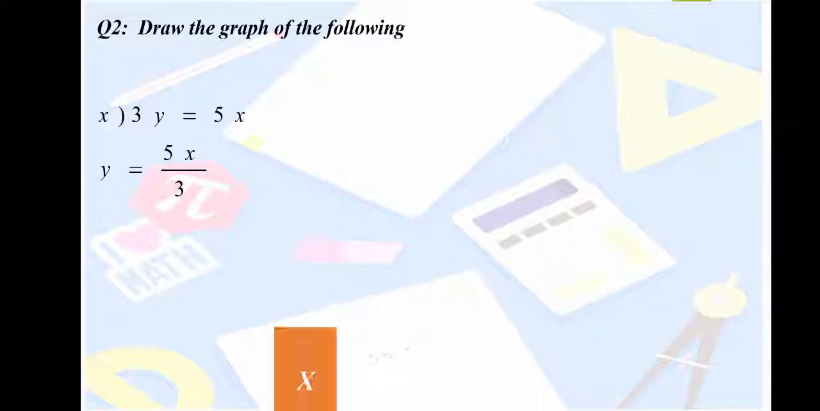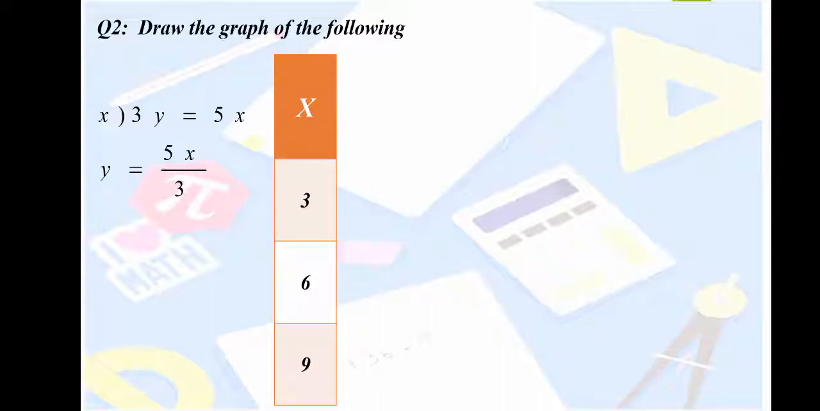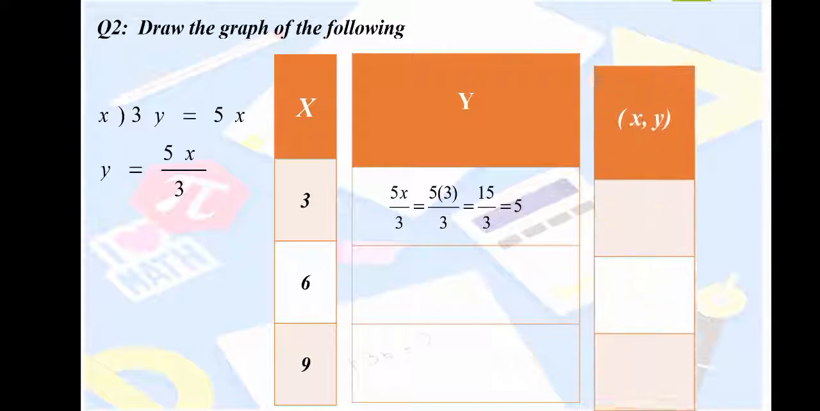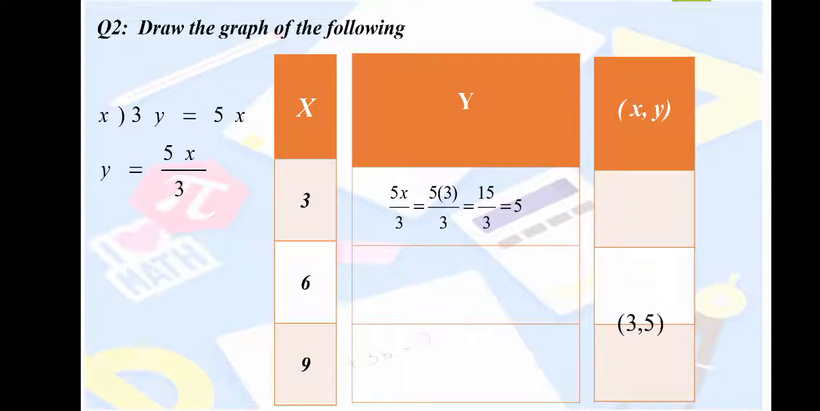Like in the x column, the value of the first row is 3, the second row is 6 and the third row is 9. Replacing these values into the equation y = 5x/3. In the first row, the value of x is 3. Replacing it in the equation, 5 into 3 over 3, 5 into 3 is 15, 15 over 3 is equal to 5. So the ordered pair is (3, 5).